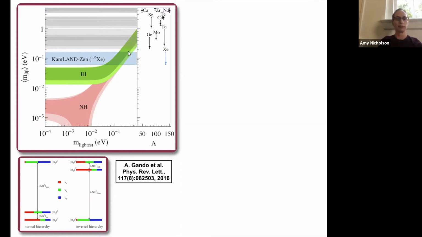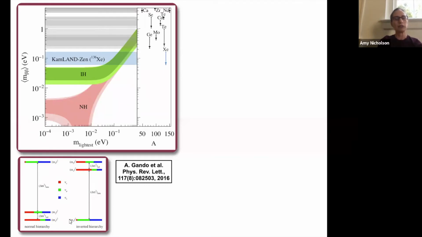And here we're mapping out the potential discovery region for where you could find neutrinoless double beta decay for two different scenarios. There's IH and there's NH. That stands for inverted hierarchy and normal hierarchy. And those are illustrated down here.